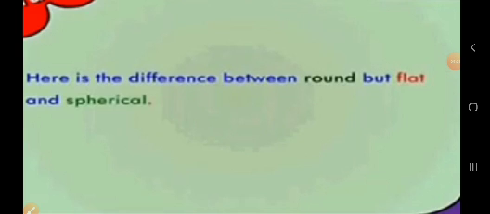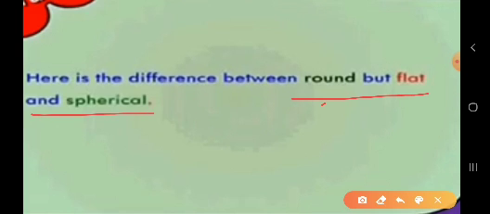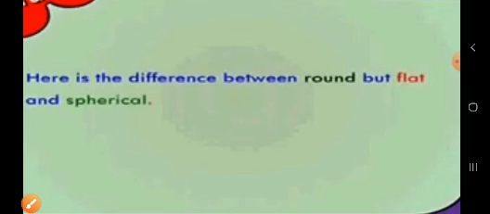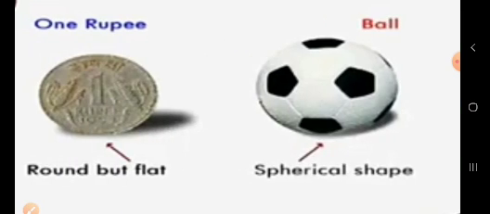Here is the difference between round and spherical, children. Mostly you people get confused with round and spherical. What is round and flat and what is spherical? So let us see, through some pictures, what is round but flat and what is spherical.